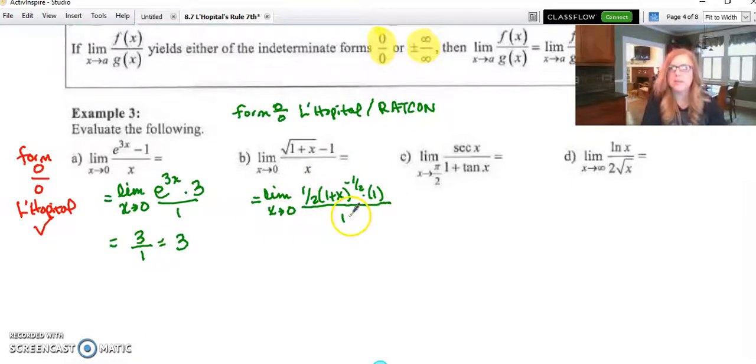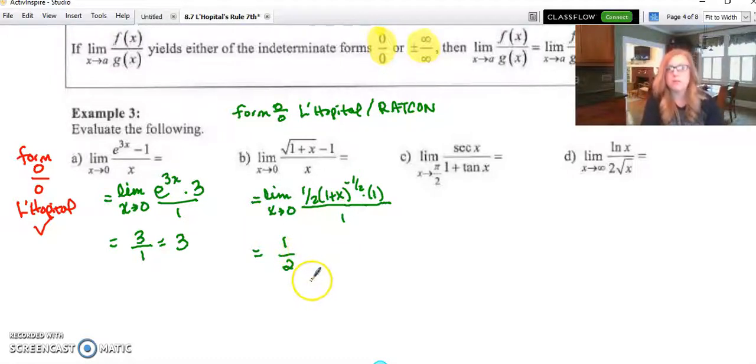And you're like, oh, that's ugly. But remember, we're just going to check. Now check and see if we fixed the indeterminate part of it. So you plug in your 0. You end up with 1 to the negative 1/2, which is 1 over the square root of 1, which is 1, times 1/2 over 1, which is 1/2. We're no longer indeterminate. We can just direct substitute and we can find our limit.